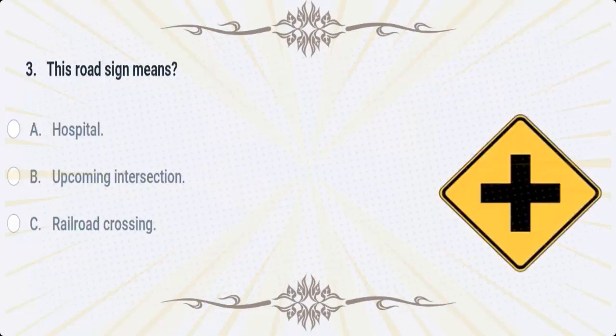This road sign means A. Hospital. B. Upcoming intersection. C. Railroad crossing. B. Upcoming intersection. Warning signs provide notice to road users of a situation that might not be readily apparent and are usually yellow with black markings. This sign warns drivers of an upcoming intersection so they may prepare for potential traffic or prepare to turn.